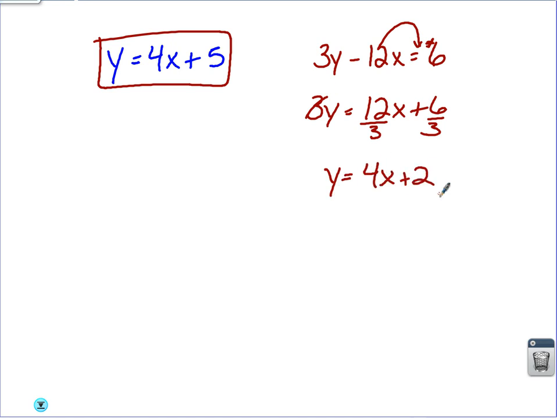Notice that both equations have a slope of 4. First one has a y-intercept of 5, and the second one has a y-intercept of 2, which is important. In order to be parallel, they need to have different y-intercepts. So therefore, since they have the same slope and different y-intercepts, these two lines would be parallel.